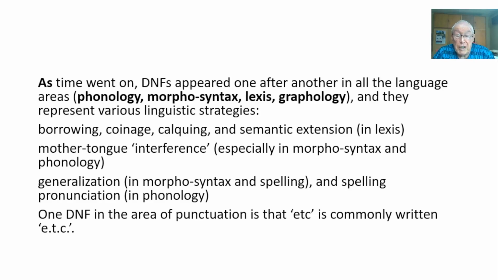As time went on, DNFs, distinctively Nigerian forms, appeared one after another in all the language areas: phonology, morphosyntax, lexis, graphology. And they represent various linguistic strategies, namely borrowing, coinage, calquing, and semantic extension in lexis, mother tongue interference, especially in morphosyntax and phonology, generalization in morphosyntax and spelling, and spelling pronunciation in phonology. One DNF in the area of punctuation is that etc., etc., is commonly written e.t.c.